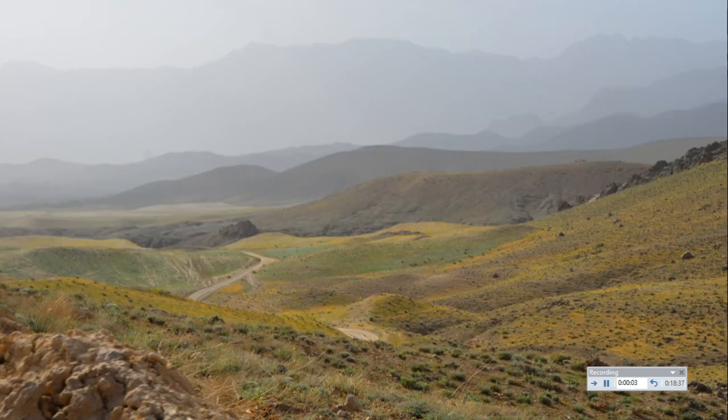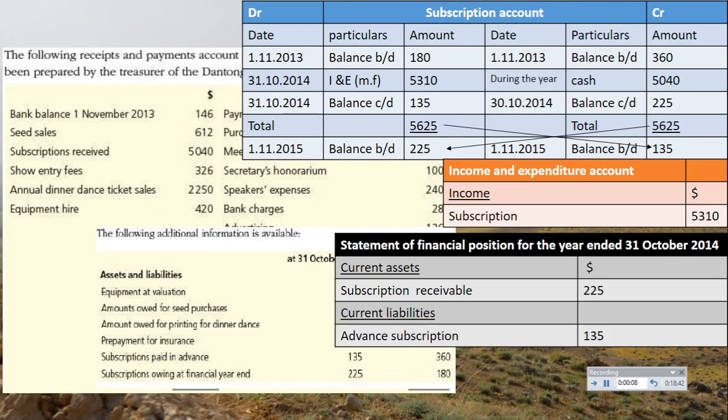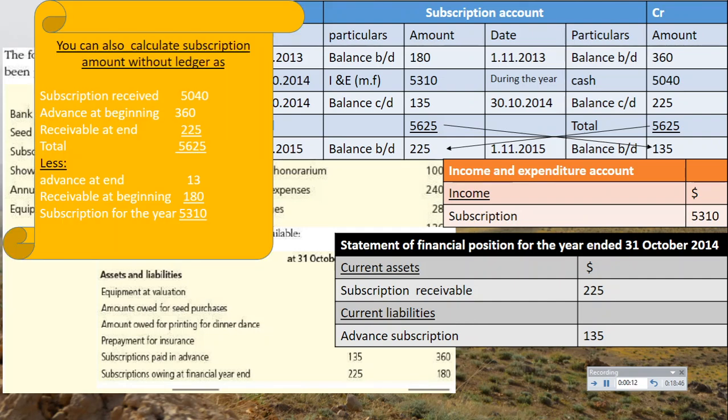So more of subscription adjustment. This can also be done through statement style. It's not mandatory for you to make a subscription account unless the question says so. So you can do it this way as well, in a simple statement style.